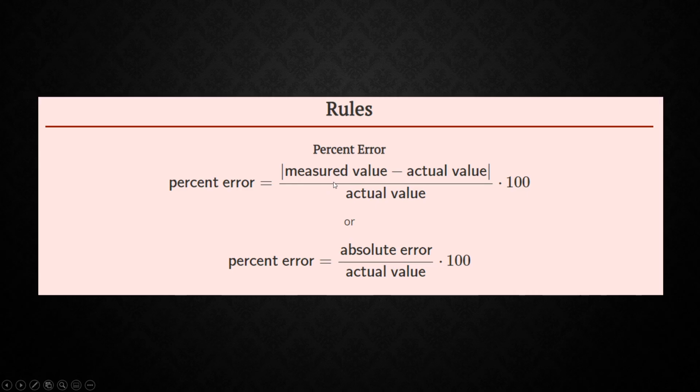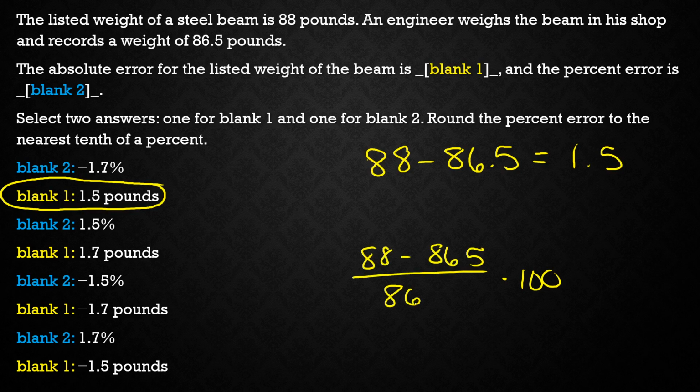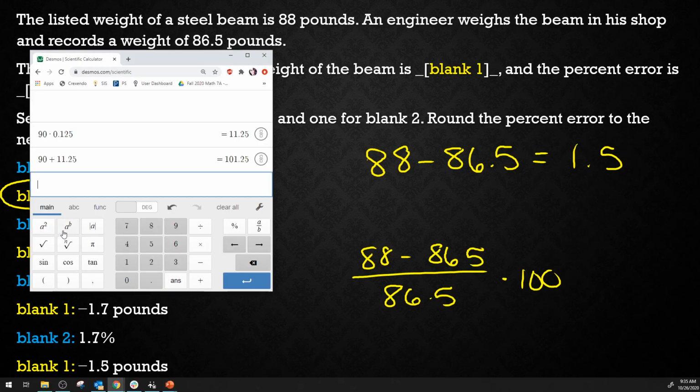So notice how it's my measured error, or measured value. So when he actually weighed his beam, it weighed 86.5 pounds, and that's what the measured value is. The actual value, hold on, I think I'm confusing myself now. I'm so sorry. I was right the first time. So the measured value should be 88, and the actual value that he actually weighed it as is 86.5. I apologize. I was reading too far into it. And then don't forget to multiply it by that 100.